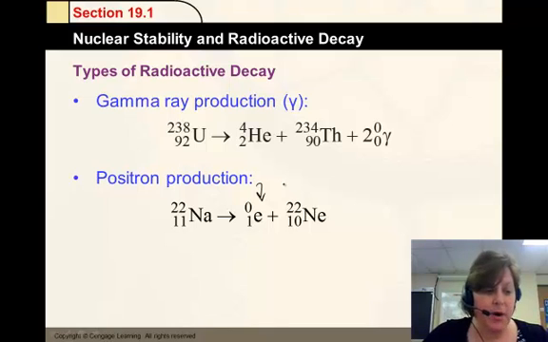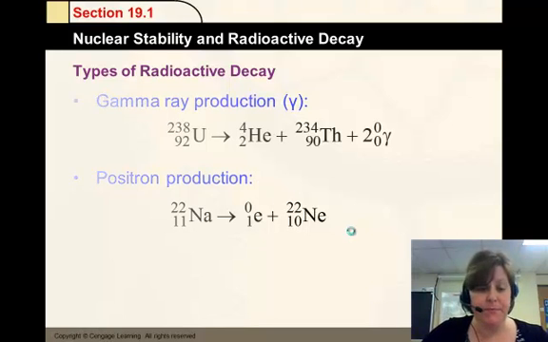It's an antiparticle of the electron because antiparticles, when they collide, cancel each other out because they're opposite. So this is the result of this one. We can actually change one atom of sodium into another atom, neon, with this positron production. So that could happen.